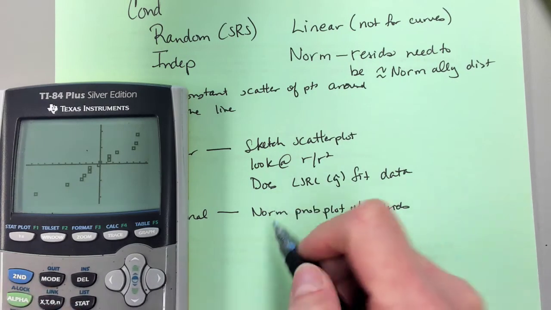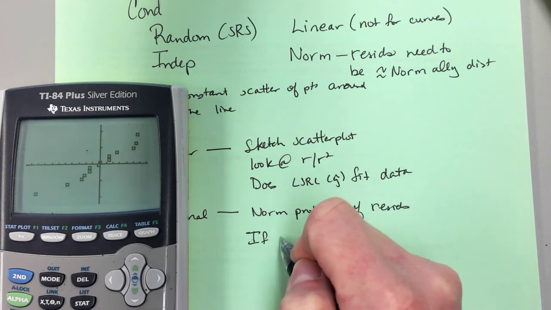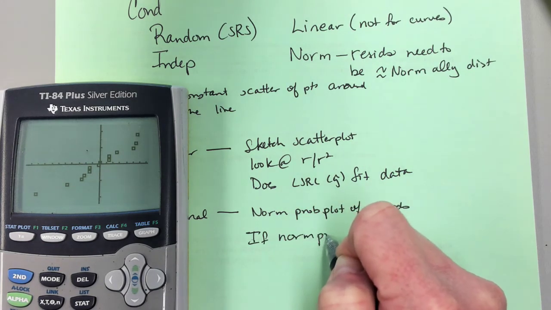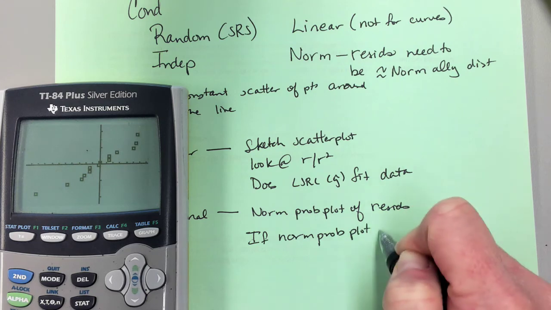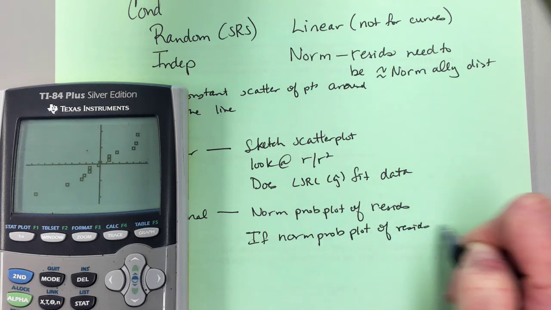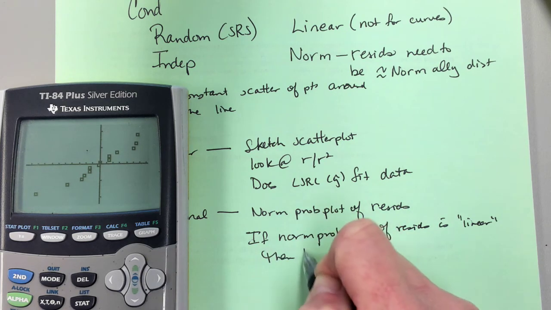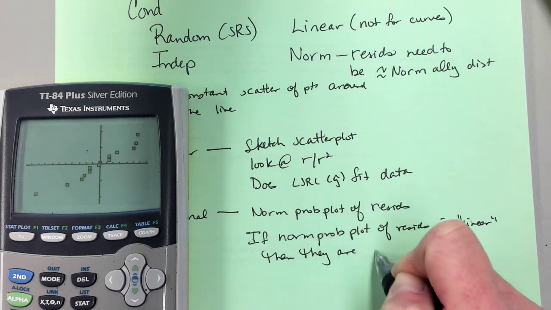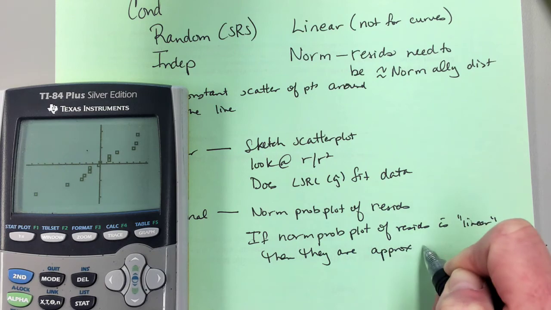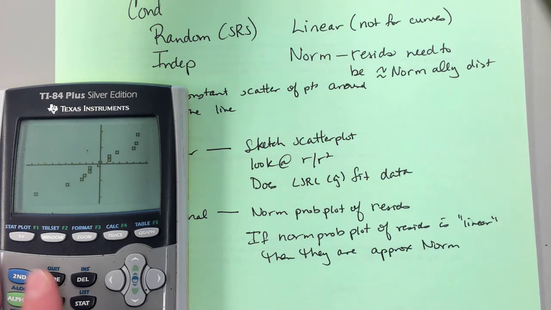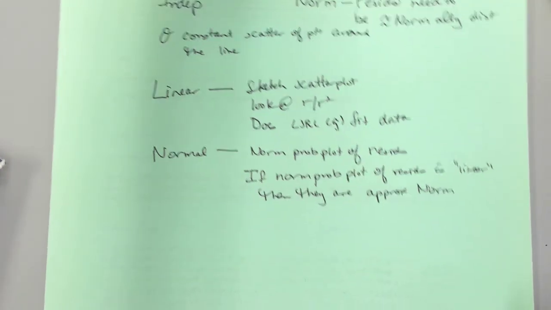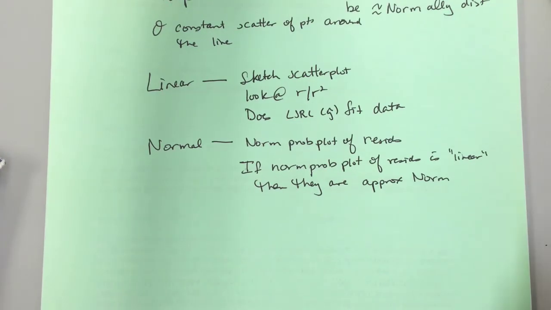If the normal probability plot of the resids is linear, then they are approximately normal. That's probably all we're going to be asked to address. There's nothing else we can show. There's nothing else we can do.